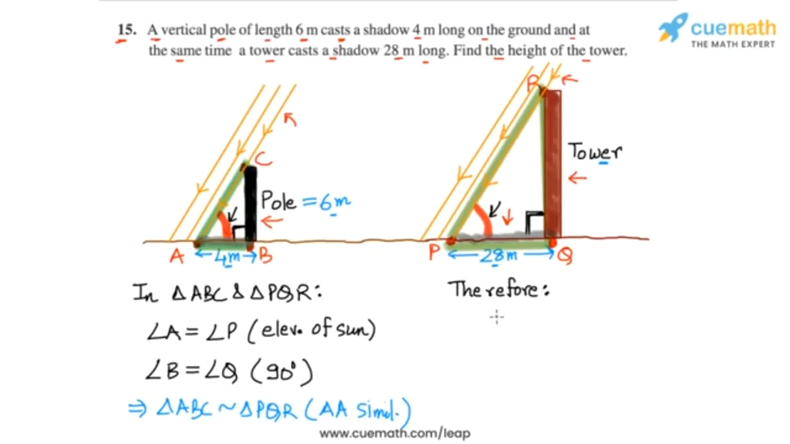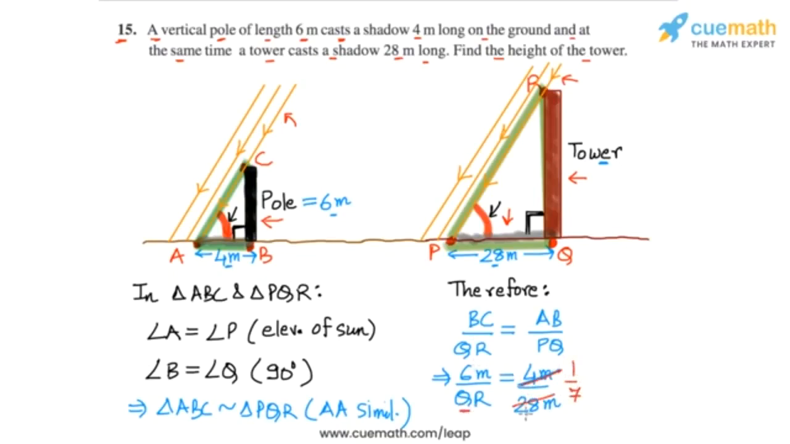So therefore we can say that BC, which is the pole's height, observe the figure, BC is the pole's height, by the corresponding side in PQR, which is QR, the tower's height. This must be equal to AB, the pole's shadow, by PQ, the tower's shadow. Okay, so let's plug in the values. So BC is 6 meters, QR is unknown, AB is 4 meters, and PQ is 28 meters. So 4 meters by 28 meters is 1 by 7.